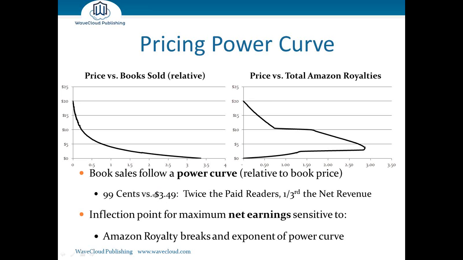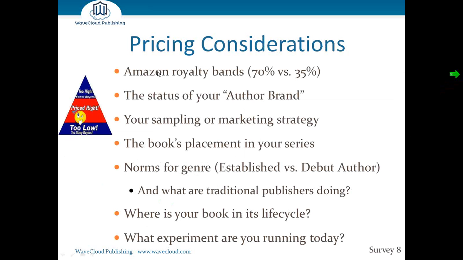My point is simply, you've got to run experiments. So let's boil pricing all down to one thing. Amazon has royalty bands. They affect your earnings, right? In the 99 cents to $2.98 range, you're only going to get 35% as a royalty. In the $2.99 to $9.99 range, you get 70%. So that affects your ability to earn money based on the price of your book.